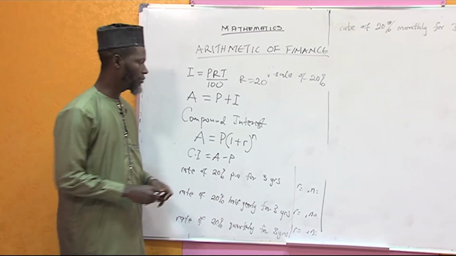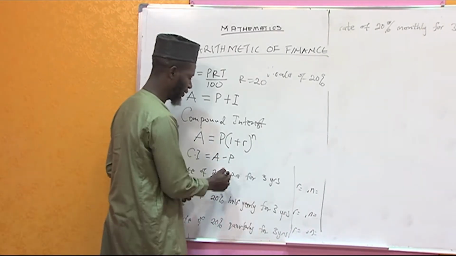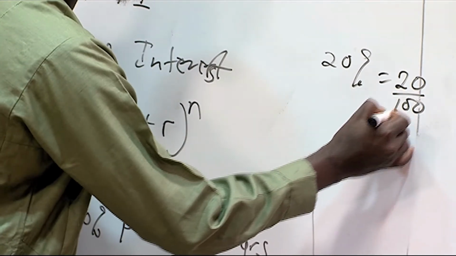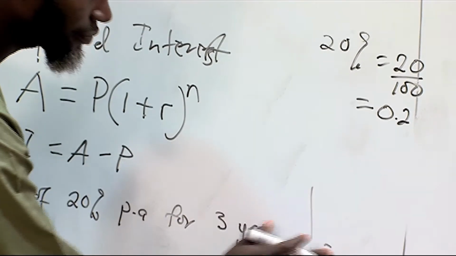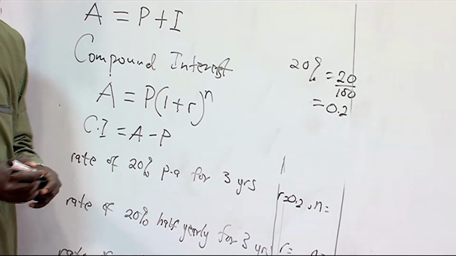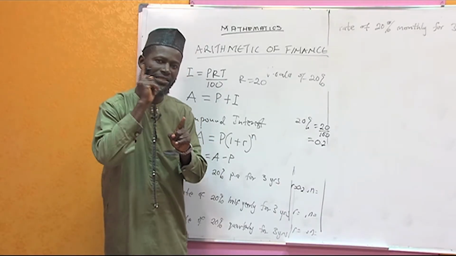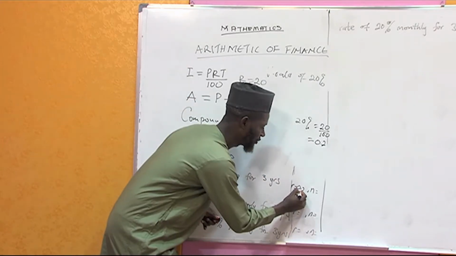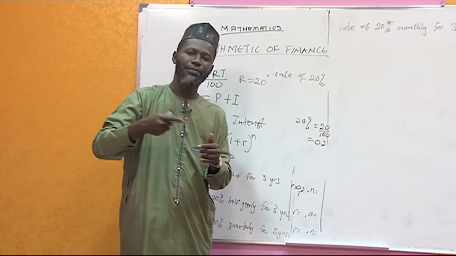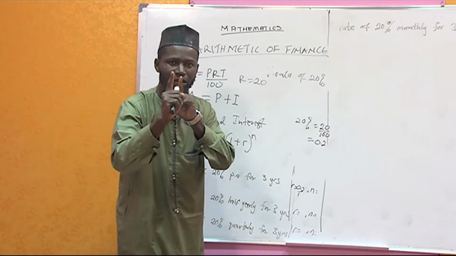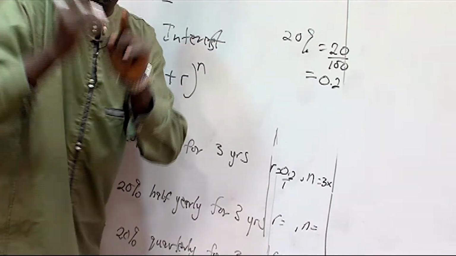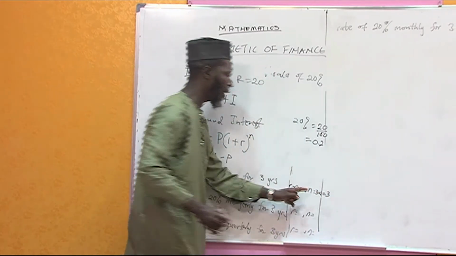Now, as I've said, the R must be in terms of a decimal. Look at this, 20% in terms of a decimal simply means 20 over 100, which is equal to 0.2. For this one we have our R equal to 0.2. But we are given per annum, that is, the interest is paid once in a year. That is divided by 1. Now, our n here simply means the number of payments of our interest. We are paying it once per annum for 3 years. That is, our n here is 3 times 1, so n is equal to 3.